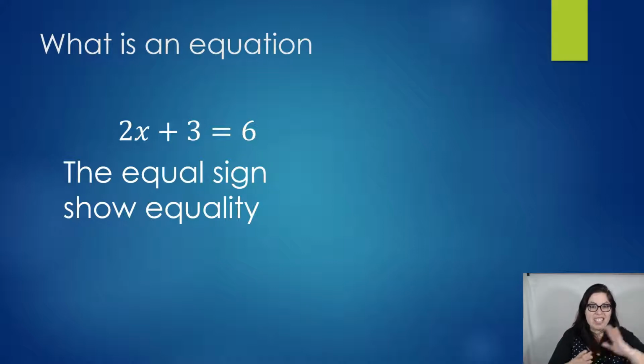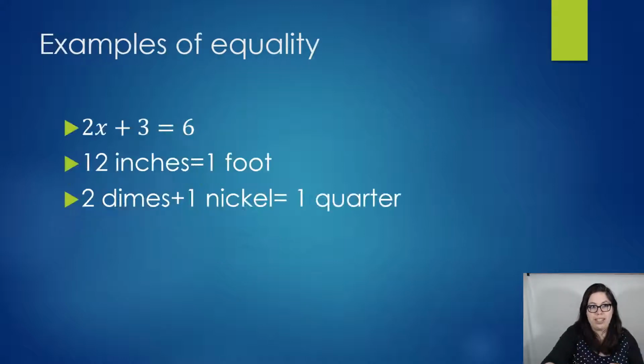Okay, so I have this example here of 2x plus 3 equals 6. Now, an equation is something that shows equality. This is saying 2x plus 3 is equal in value to the number 6. Okay, so we have already been working with equality in other ways, and this is no different. Even though one side looks different to the other, they're equal. So let's look at some examples of equality real quick.